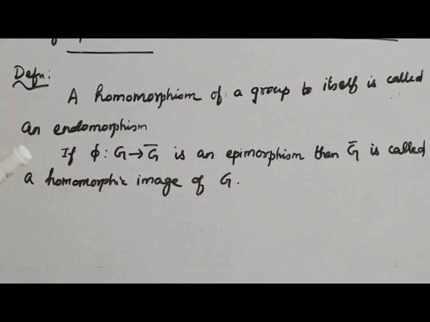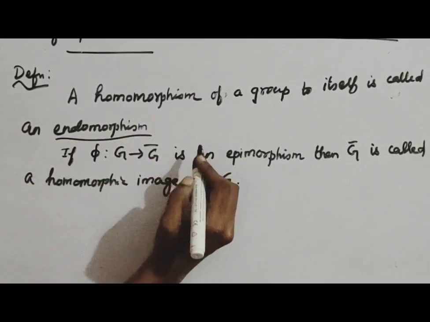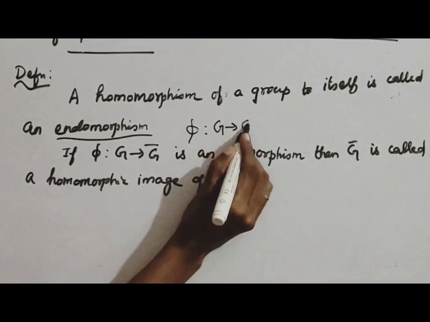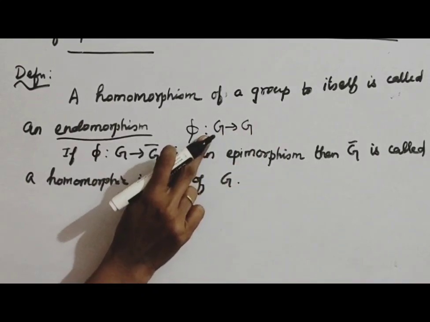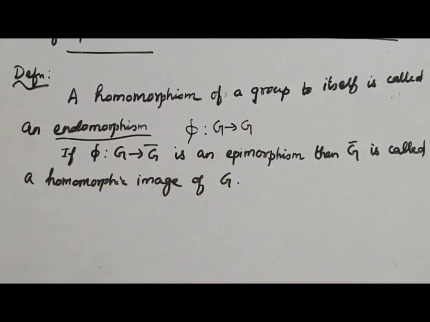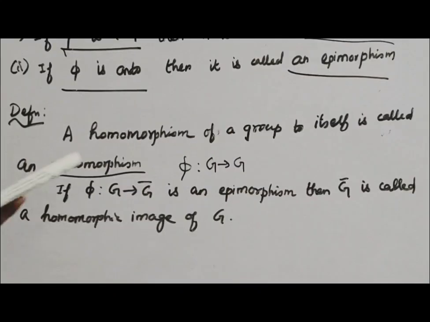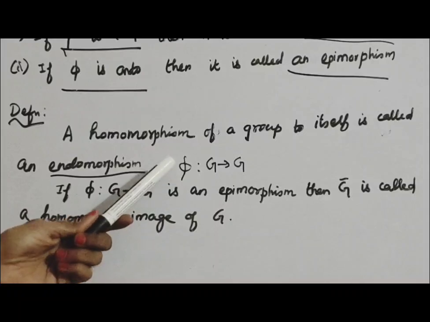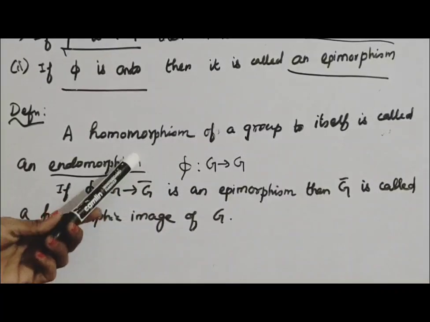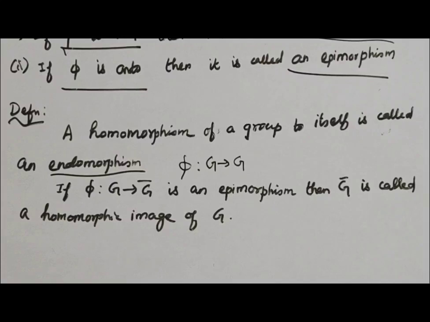Next definition: a homomorphism of a group to itself is called an endomorphism. What is an endomorphism? A homomorphism phi from G to G, a homomorphism of a group G to itself. If phi from G to G is a homomorphism, then this homomorphism is known as an endomorphism.